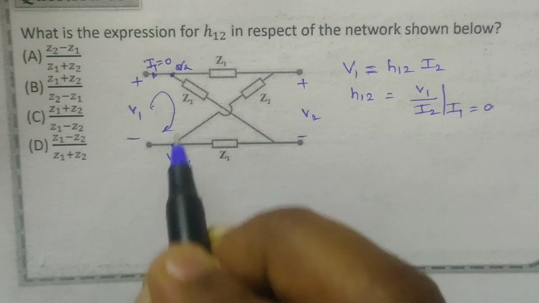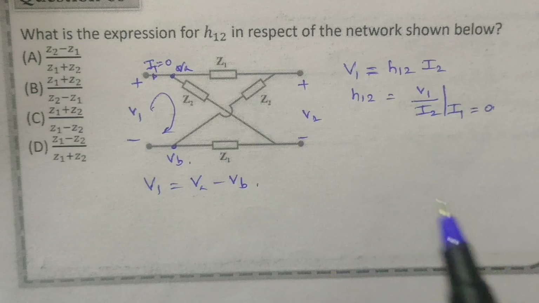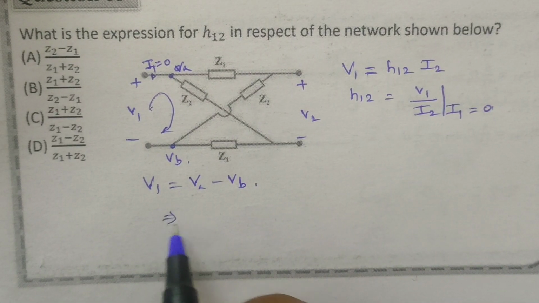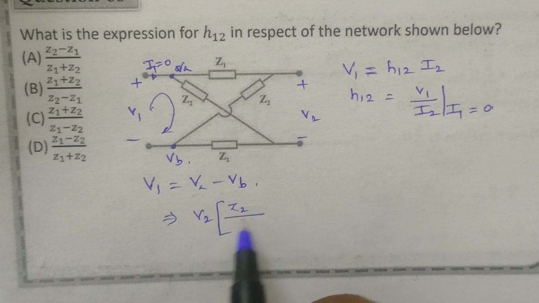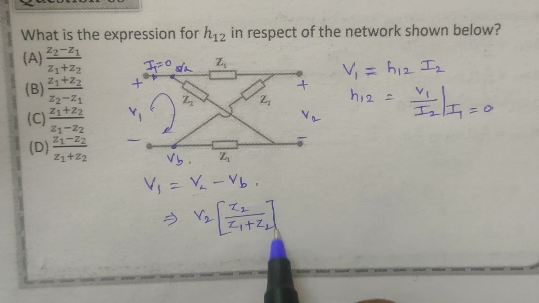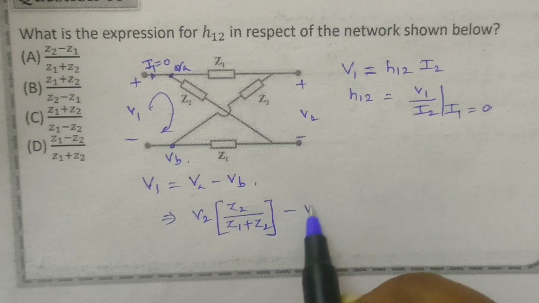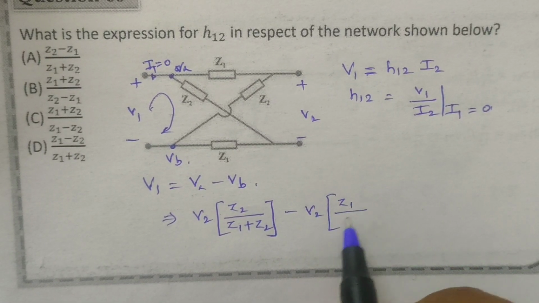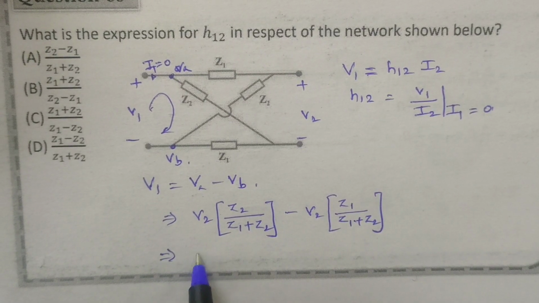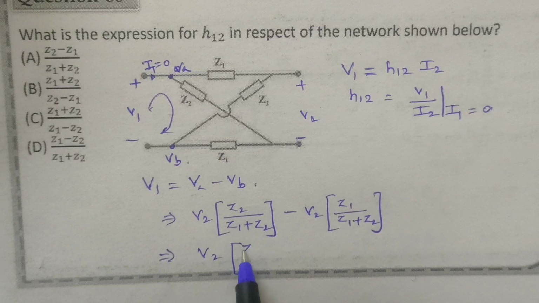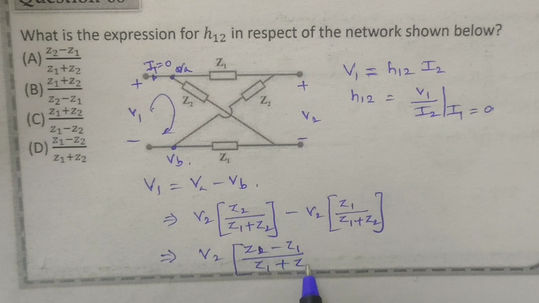From this loop we can write V1 is equal to VA minus VB, where VA is V2 into the opposite impedance by total impedance, minus VB, which is V2 into the opposite impedance by total impedance. You will get it as V2 into (Z1 Z2 minus Z1) by (Z1 plus Z2).